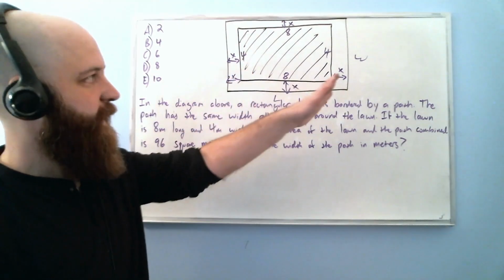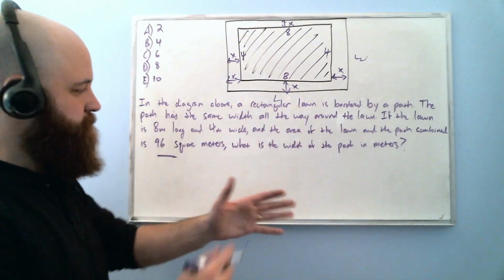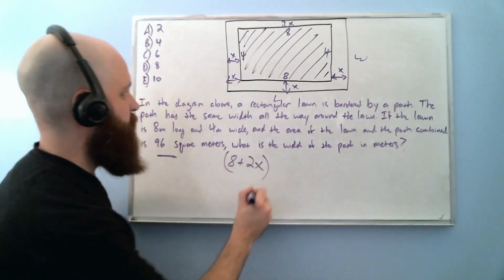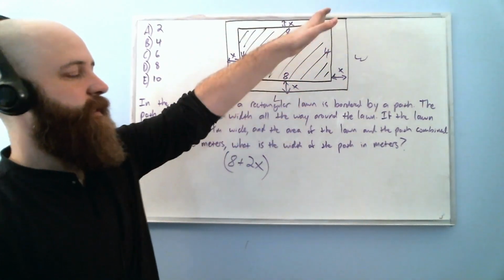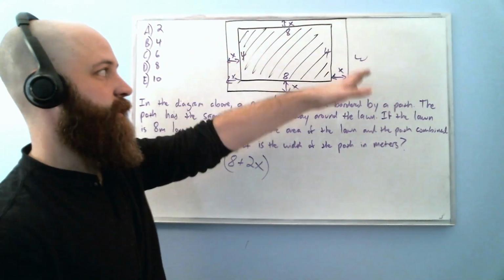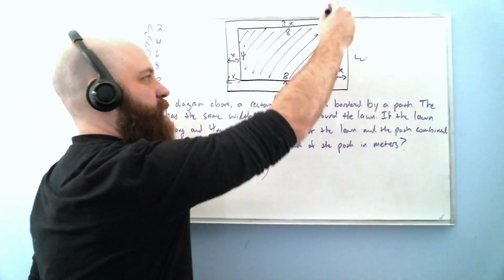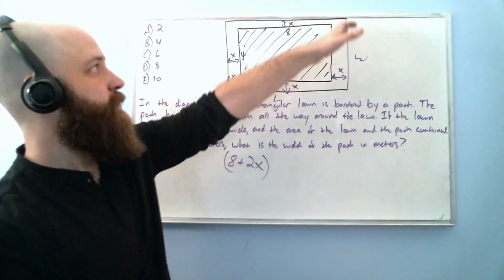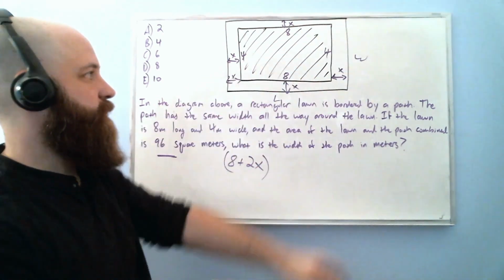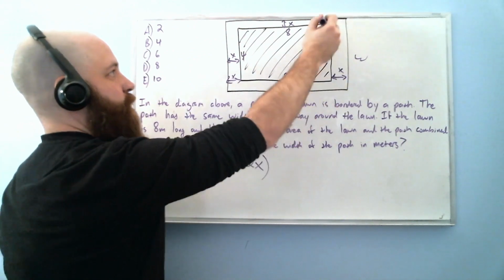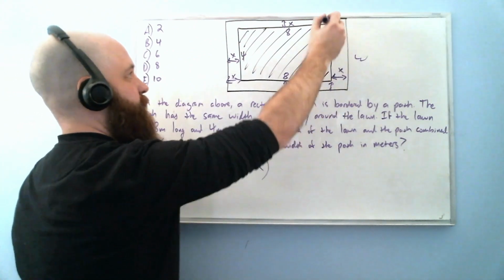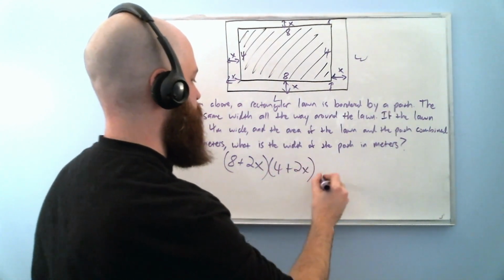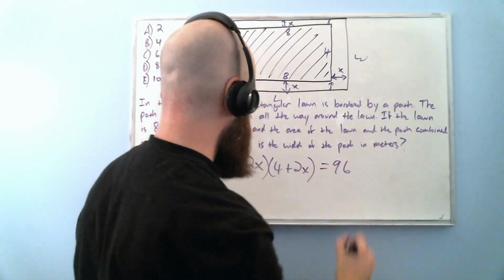So that total length is not just 8 plus x. For some reason that tends to be a common mistake, but in this case we want 8 plus 2x. And I could follow the same logic to get this side of the overall rectangle. I'm calling that w here, but don't confuse that with the width of the path itself, which we're calling x. But this side of the larger rectangle, what is that equal to? 4, and then I've got 2 x's again, an x down there, an x up there. So 4 plus 2x, and all of that is equal to 96.